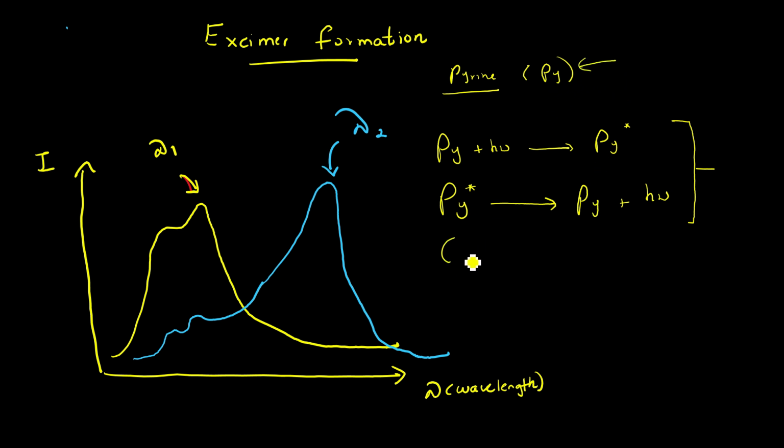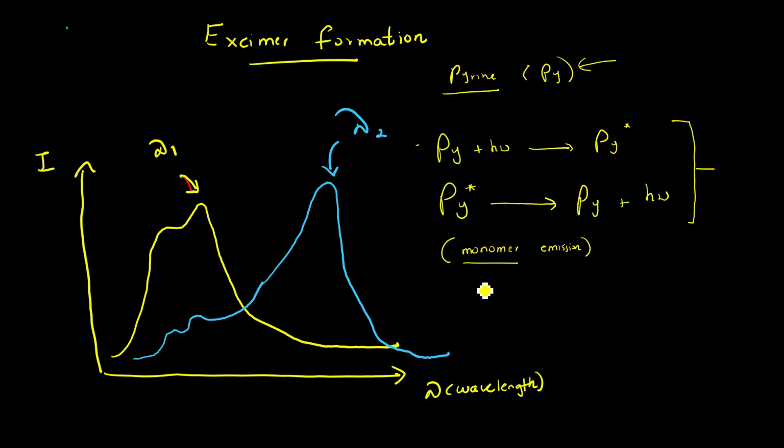So we call this monomer emission, right? You will understand why we specifically say this is a monomer emission, like why we specifically name this particular process regarding the pyrene molecule. Now if we plot a diagram, right?